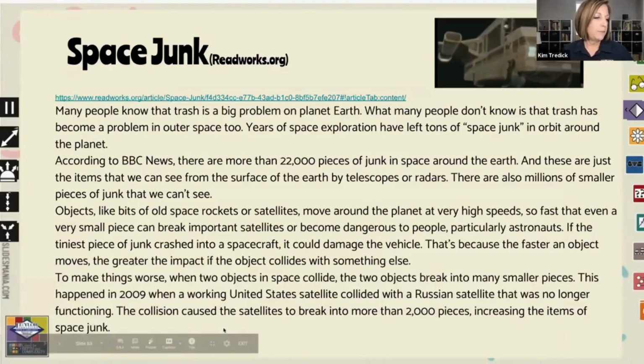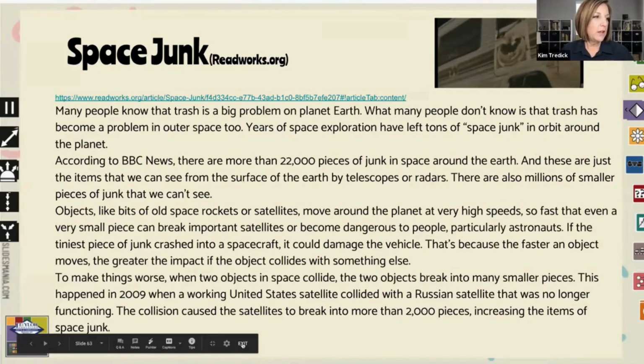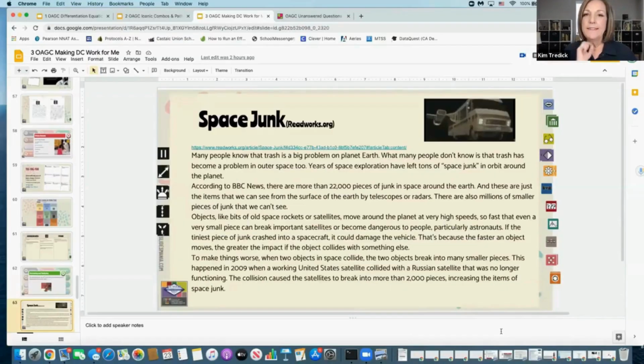So, for example, this one is called Space Junk, and this is from ReadWorks. It's just a real quick excerpt. I want to model and then have you join in on how you might annotate, and I have some student examples to share with you as well.